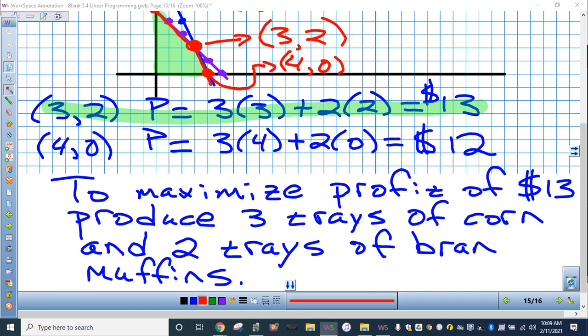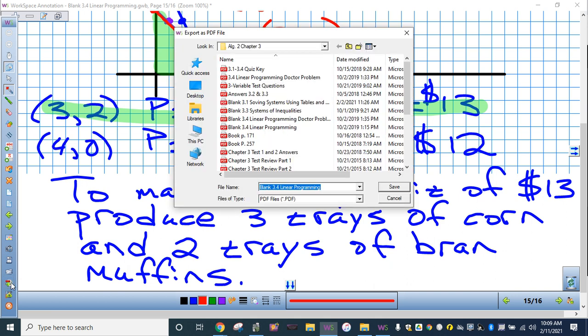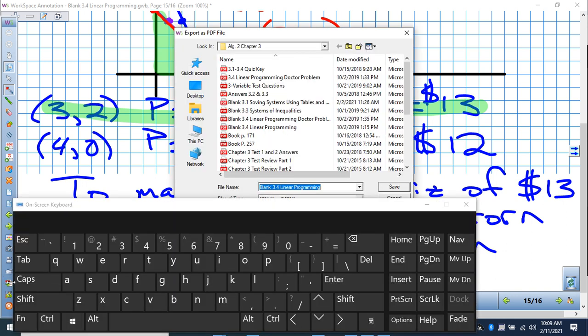Alright, so let me save this one so you get a little break as I save. I tried to do it last period, but it just kicked out.